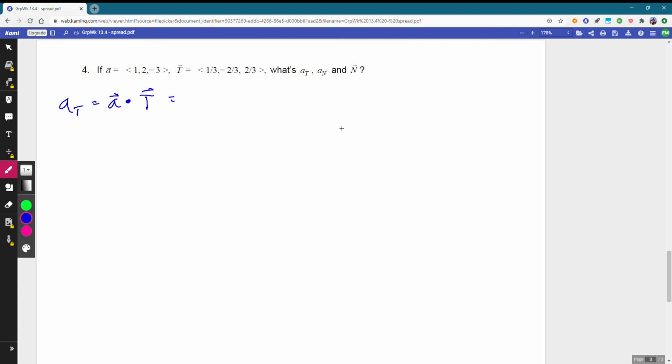And so working out the dot product here, we're going to get 1/3 minus 4/3. And the last components multiplied, we'll get minus 2. So 1/3 minus 4/3 is negative 3/3, which is negative 1 minus 2, so it looks like negative 3 is what our tangential component of acceleration is.